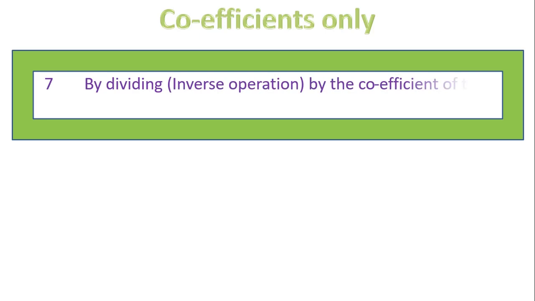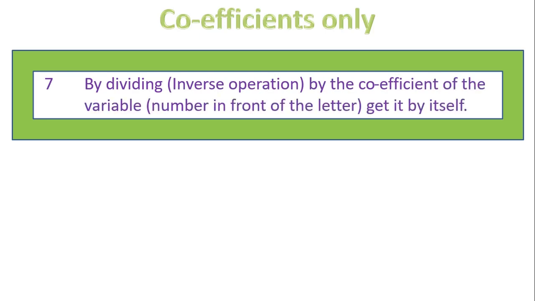By dividing, which is an inverse operation, by the coefficient of the variable, which is the number in front of the letter, get it by itself. This sounds confusing, but let's have a look at a few examples. Example 1.